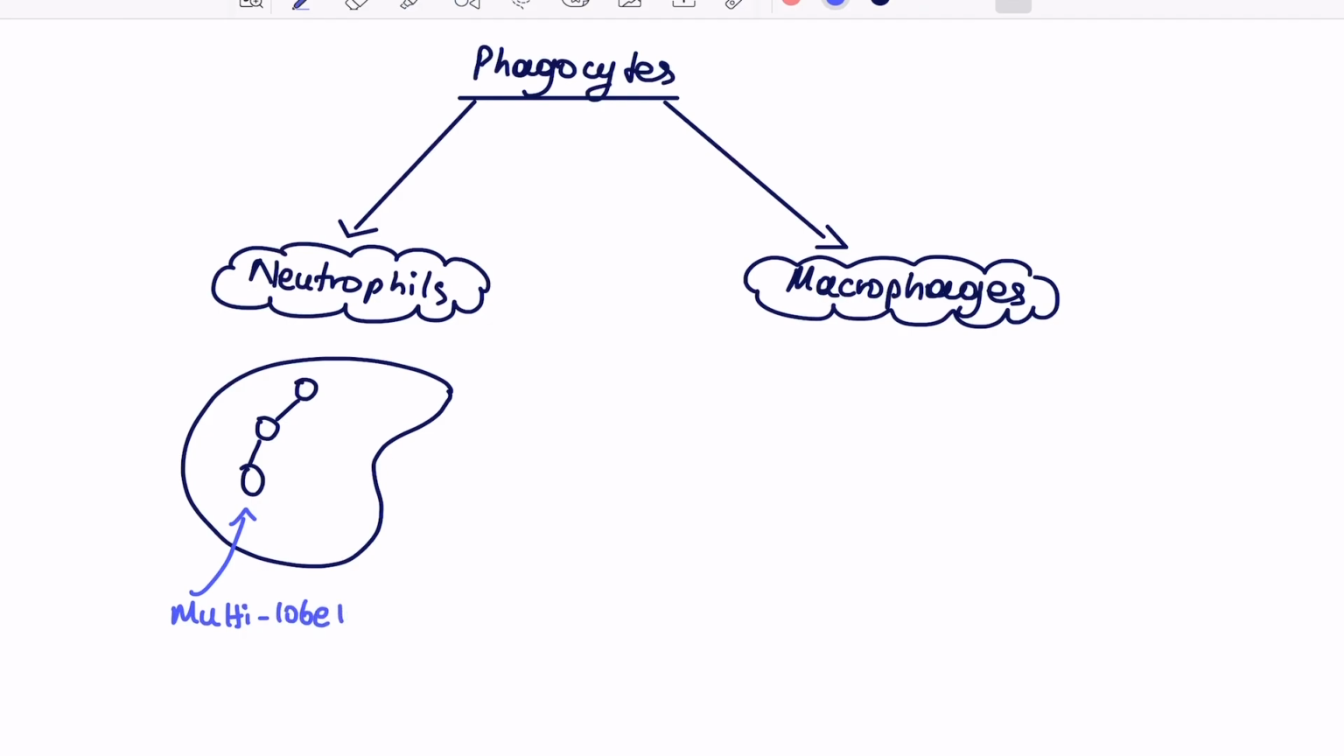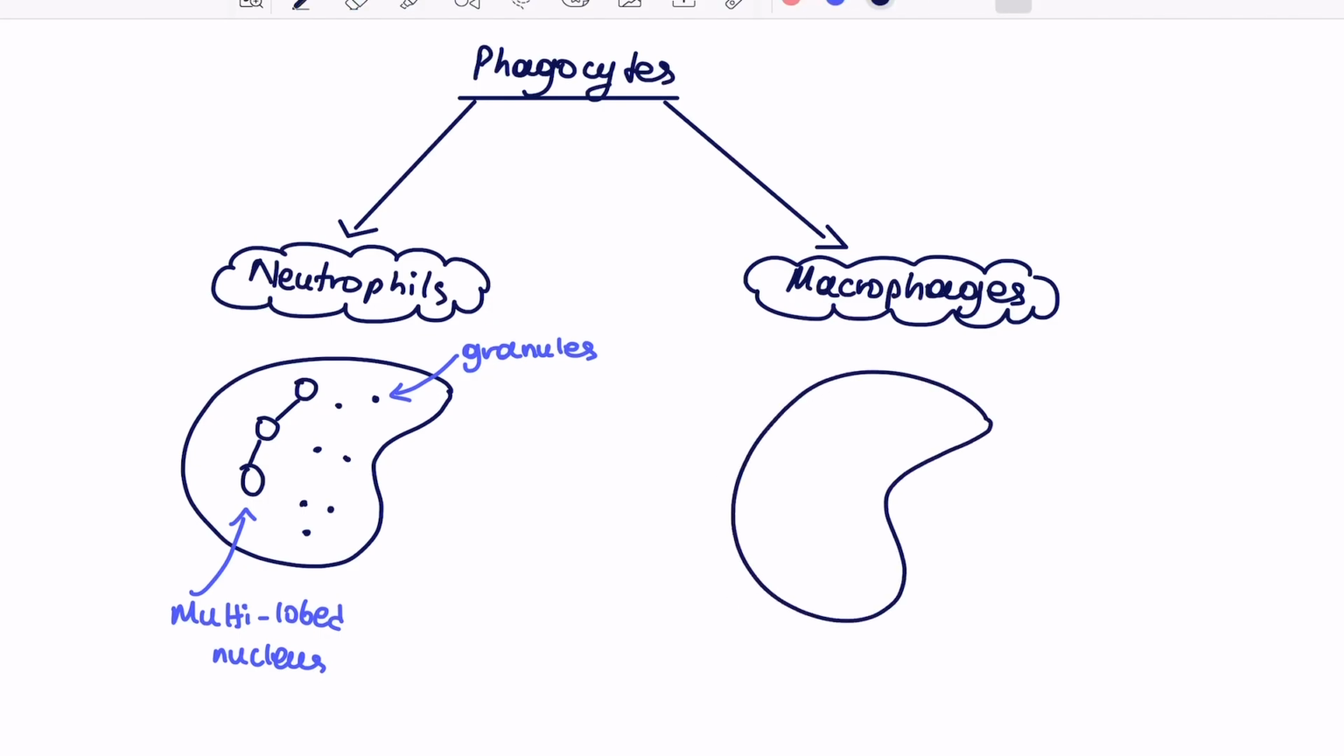So the neutrophils are specific in the sense that they have this multi-lobed nucleus, and in their cytoplasm there will be loads of granules, which will contain different molecules and digestive enzymes. So this is the way to draw a neutrophil. A macrophage is very similar, however, its nucleus is in the shape of a kidney, so we're going to call it kidney-shaped nucleus, and you're supposed to draw it like that, and there will be no granules present in the cytoplasm. So as long as you know how to draw this and differentiate them, then you're absolutely fine.